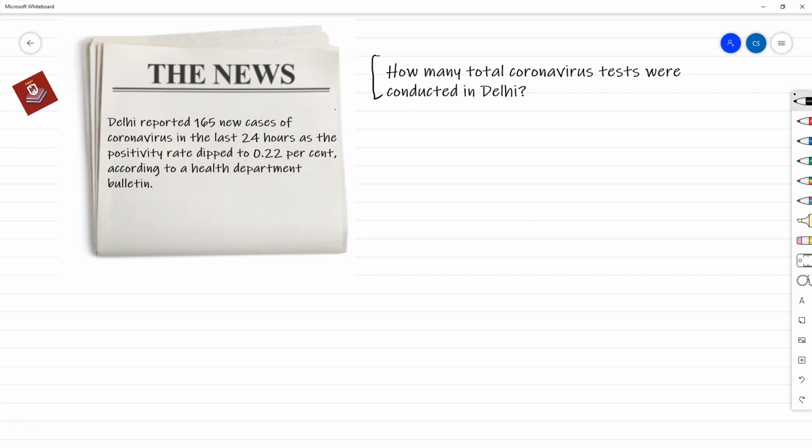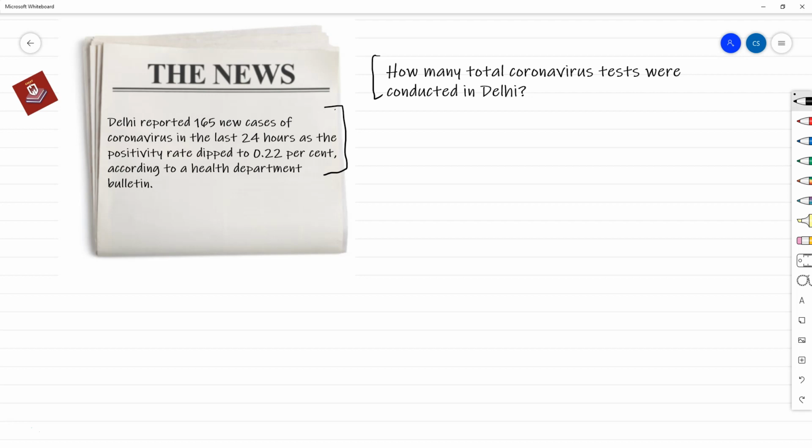Okay, so I read this in a recent news article. Daily reported 165 new cases of coronavirus in the last 24 hours. That was good to know, of course, because finally they are coming down and now we have cases in just hundreds rather than thousands. That's good to know. And then it says the positivity rate dipped to 0.22%.